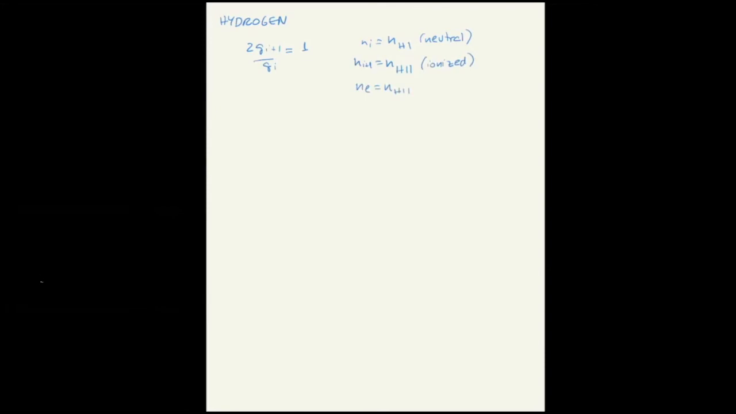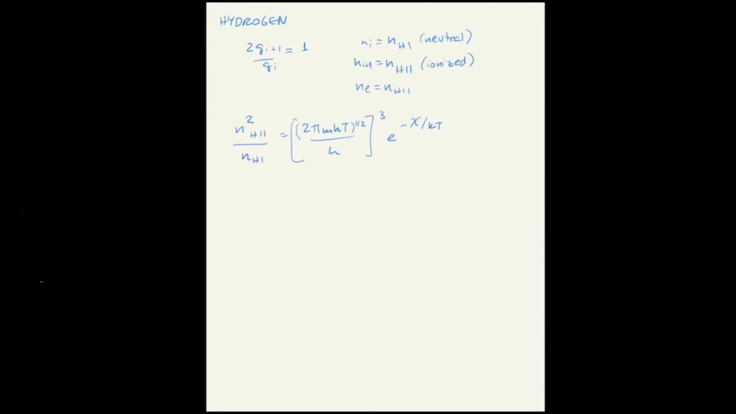Therefore, the Saha equation becomes n squared, the number of ions over the number of neutrals, is then equal to (2 pi m k T over h squared) to the 3/2, times the exponential of minus chi over kT. So this solves the problem of ionization of hydrogen. To make sense of the number, let's write the ionization fraction.